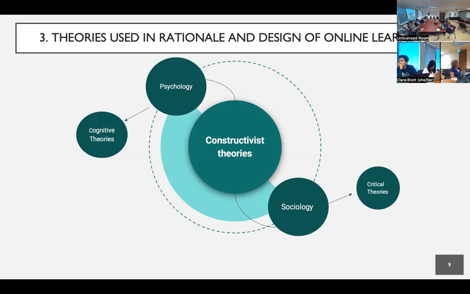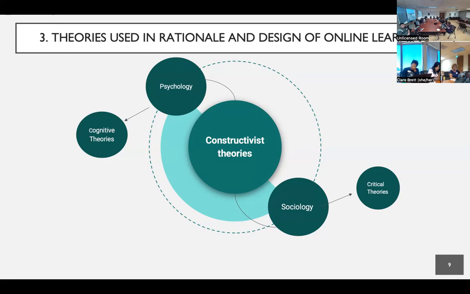So we're going to look at cognitive theories and the notion of cognitivism, which is really about how the brain processes information. So that's much more in the head. And it comes from psychology. That's its disciplinary domain. But psychology is also the base for part of the ideas about constructivist theories.